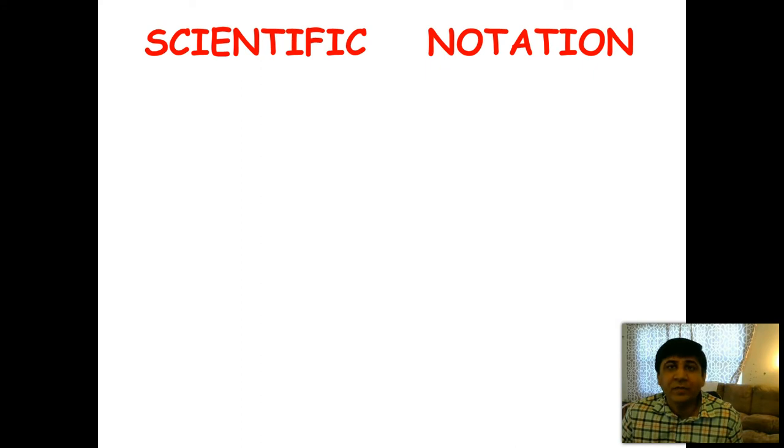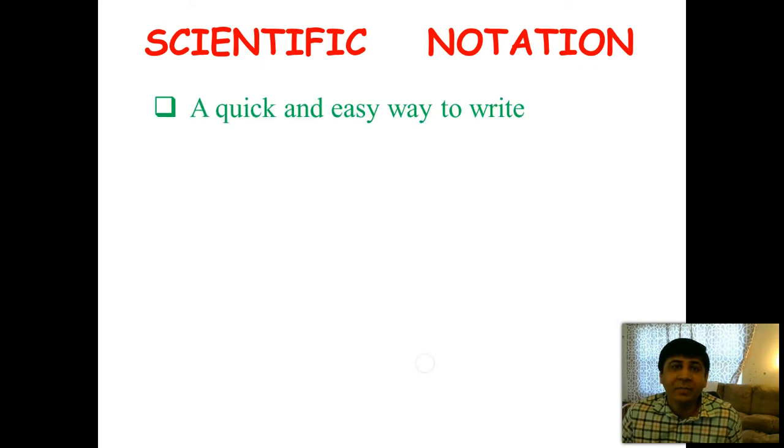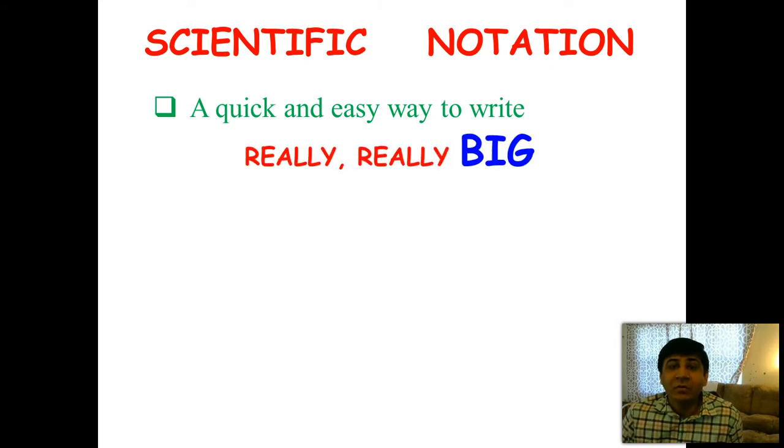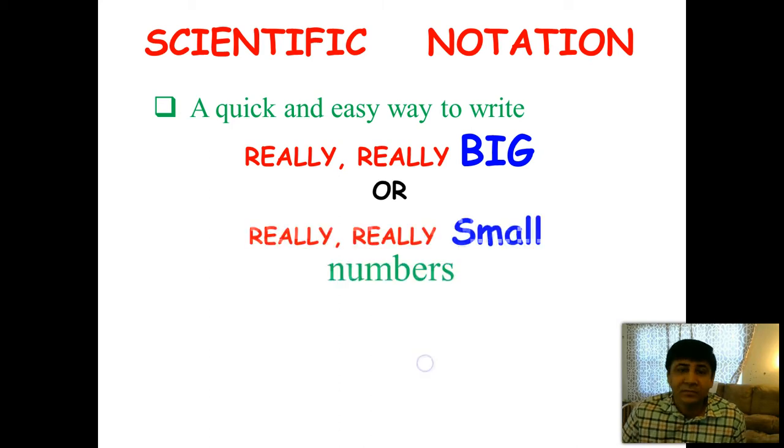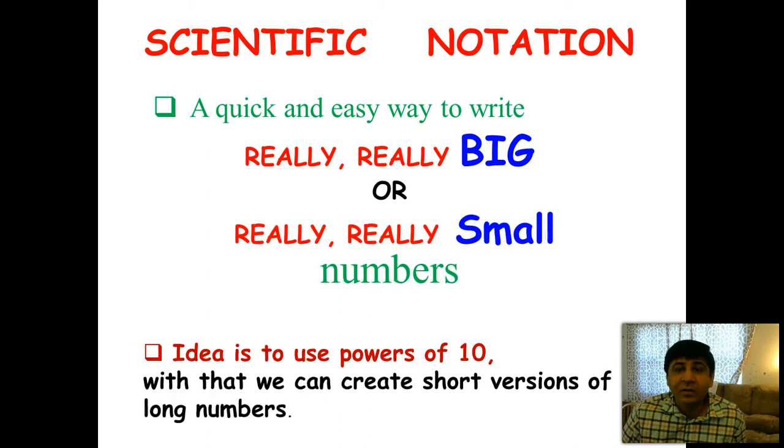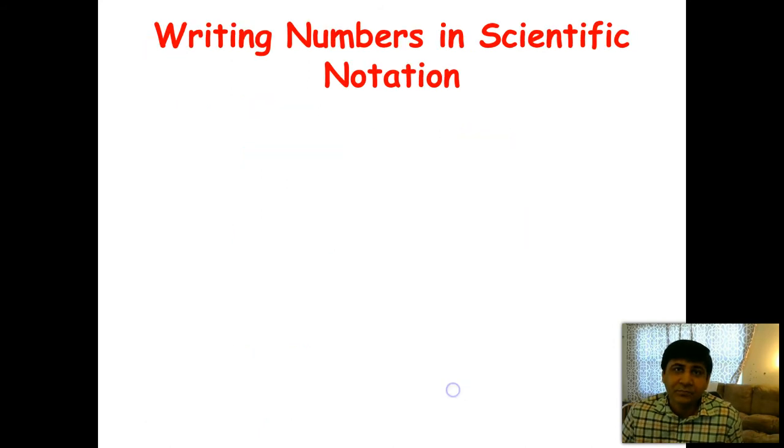Just to give you an idea of scientific notation, this is a very neat idea. It's a quick and easy way to write really big or really small numbers in a short way. So what is the basic idea? The basic idea is to use the powers of 10. With that we can create short versions of long numbers.